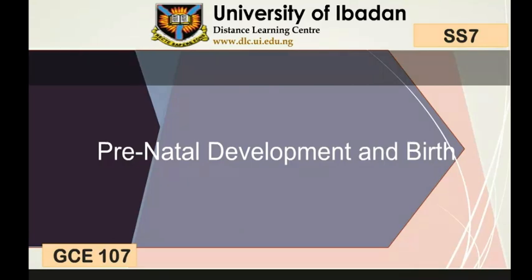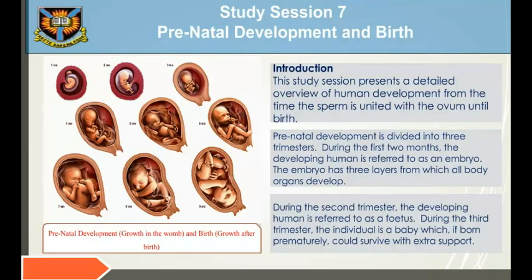Study Section 7, Prenatal Development and Birth. Introduction. This study section presents a detailed overview of human development from the time the sperm is united with the ovum until birth. Prenatal development is divided into 3 trimesters.